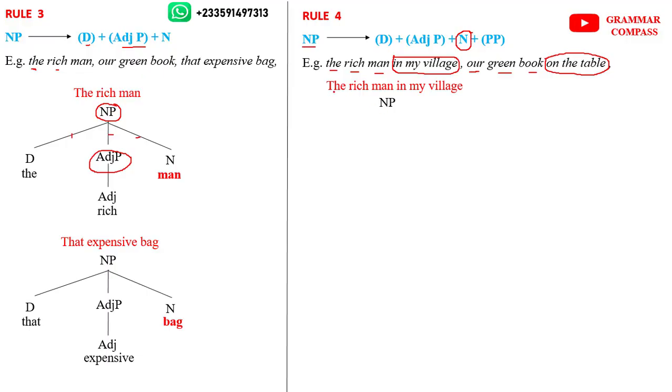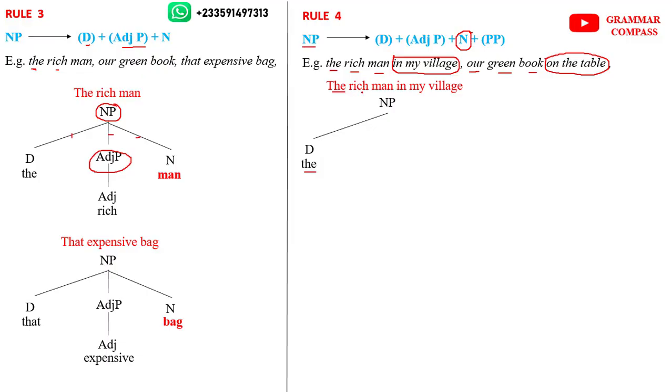We will represent the determiner. You will draw a branch towards the left and then you will write your determiner. So what is our determiner? There. We are done with that part. Now let us move on to the adjective phrase.